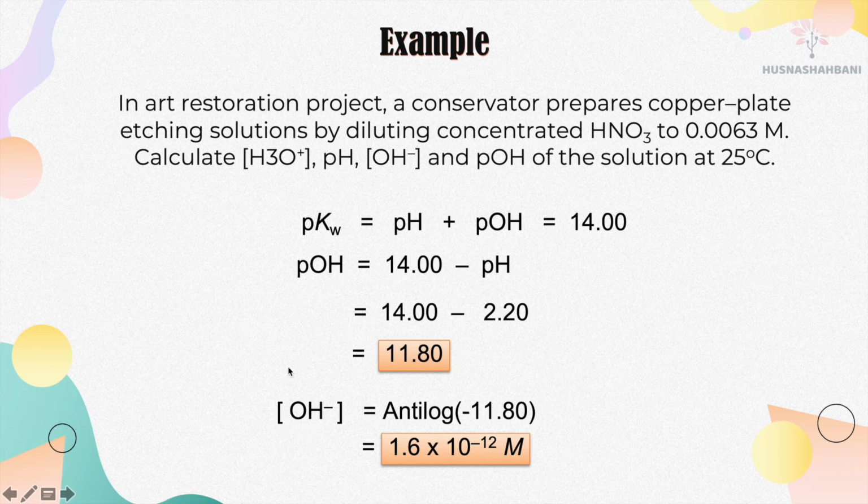The concentration of OH- is the antilog of negative pOH. So the antilog of negative pOH is equal to 1.6 times 10 to the power of negative 12 molar. This is the concentration of OH-.